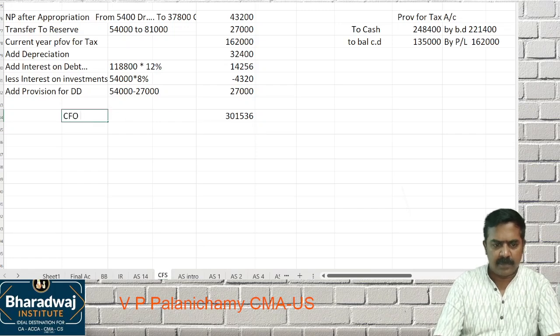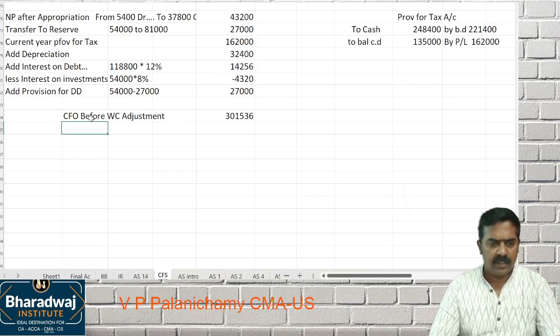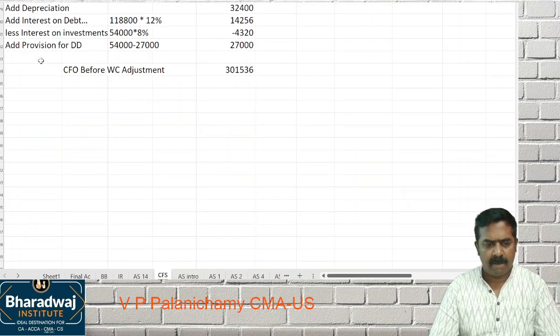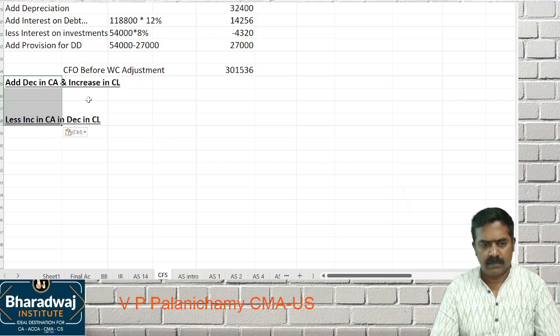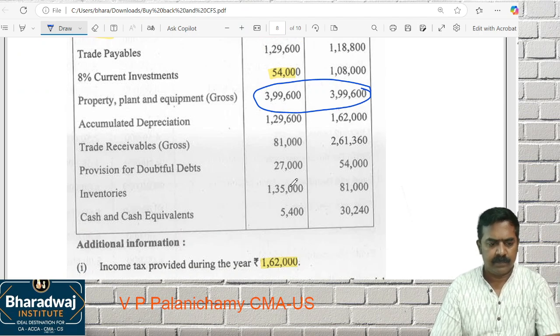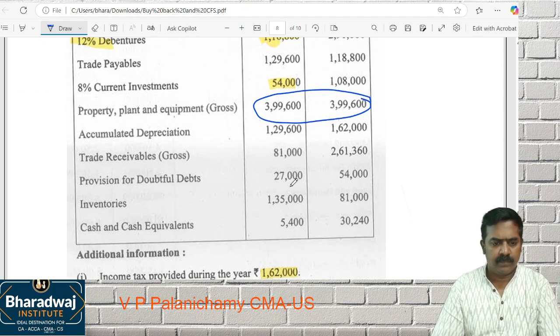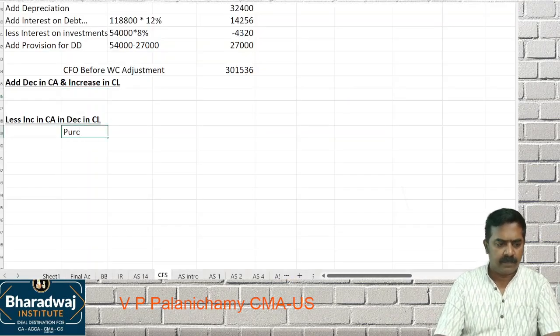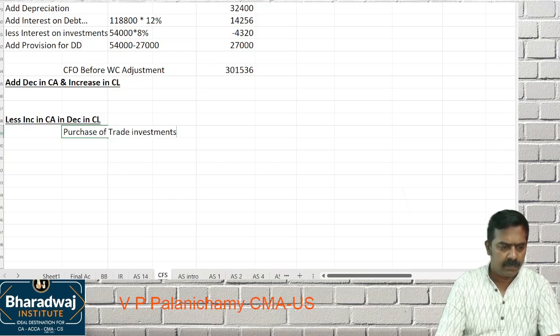This is called cash from operating activity before adjusting working capital. Then adjust for working capital changes. What and all will come in this? Investments increased, which means we purchased. Purchase of trade investments. How much?